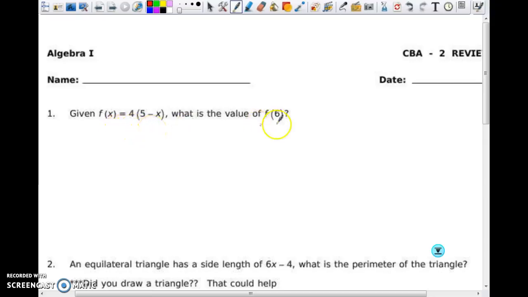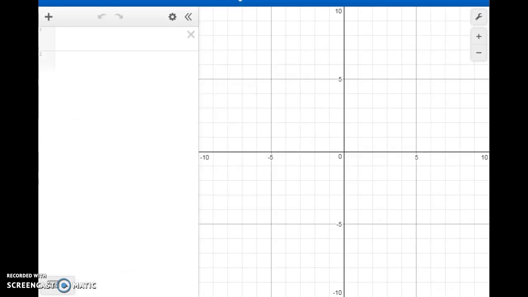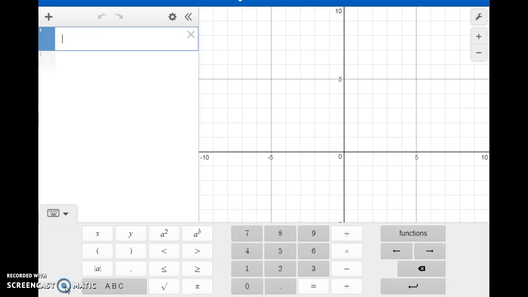What is the value of f of 6? So this is evaluating. We want to know what do we get out if we put in a 6 for the x, right? The x is always in parentheses. So there's a couple ways we can do this. The main one is let's put this into Desmos. So put 4 parentheses 5 minus x.